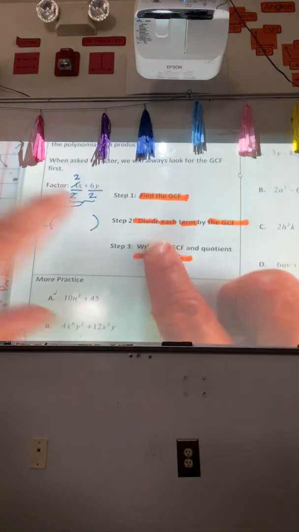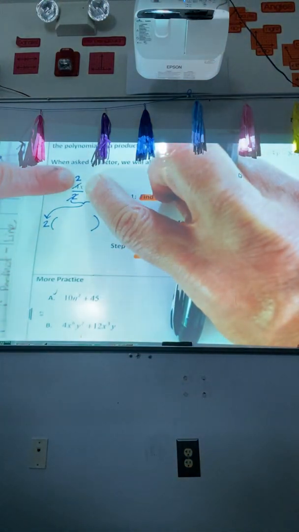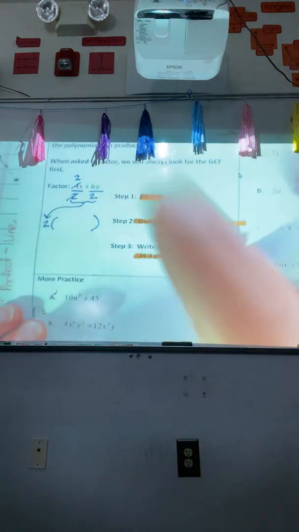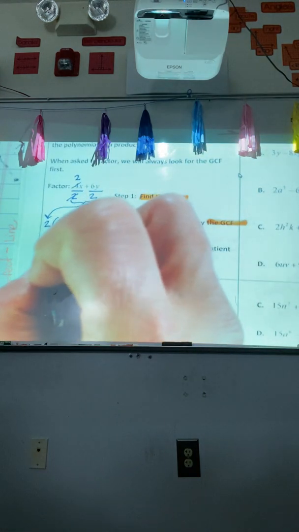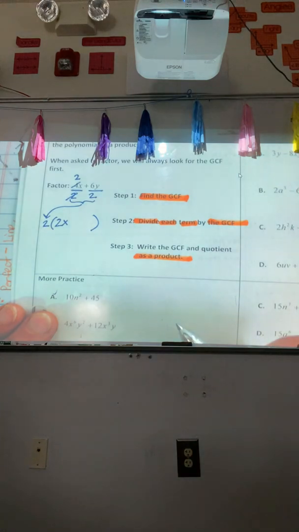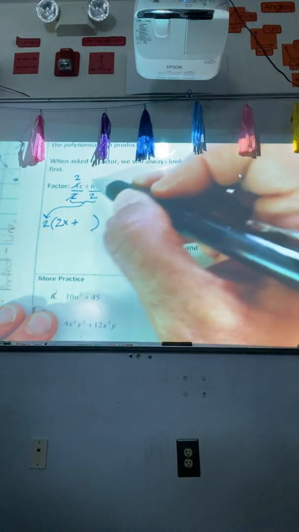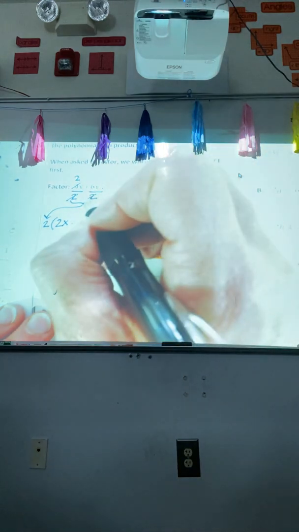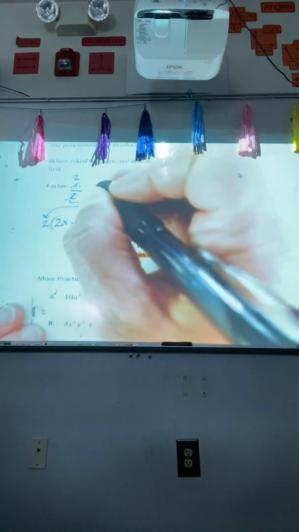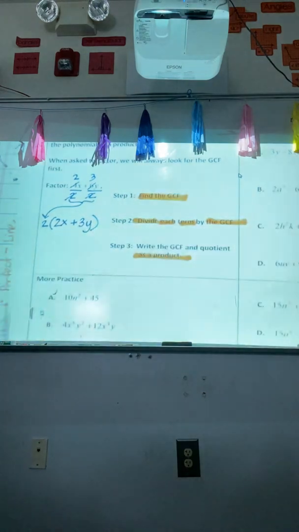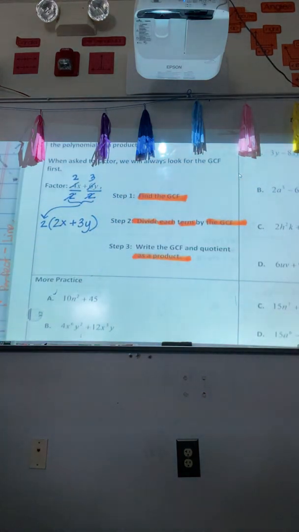Now, what is left up here in this first term? A 2 and an x. 2x. Do y'all see that? So we're going to rewrite 2x. Write your plus sign. And now reduce this next one right here. 2 goes into 2 one time. 2 goes into 6 3 times. So I have 3y. And now you are done.